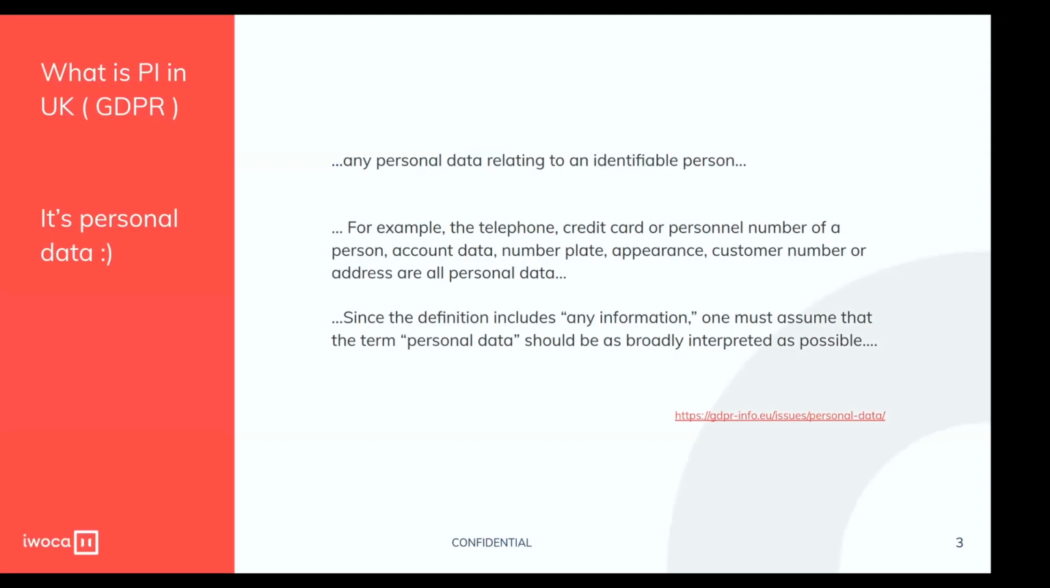PI in the UK, as per GDPR, is basically personal details. And that is a very, very broad term. Anything that conceivably can be used to identify a person is protected under GDPR. So if you ever wondered, that answers this question. That's all.